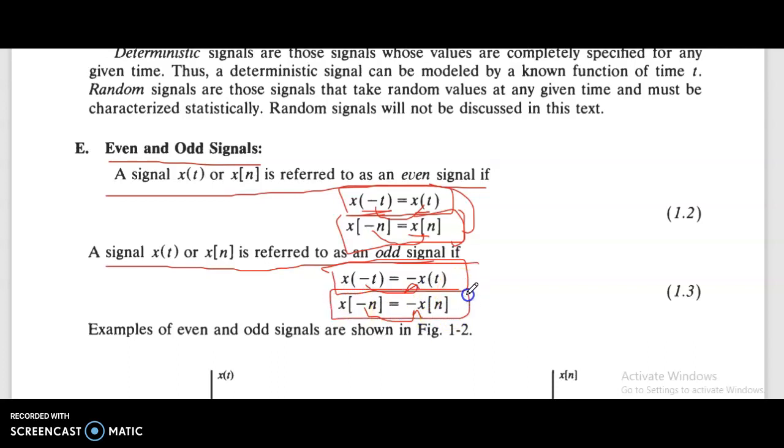What is the difference between even and odd? If the negative does not come after the equals sign, then it is called an even signal. If the negative comes, positive does not matter here. Anyway, if the negative comes after the equals sign, then it is called an odd signal.